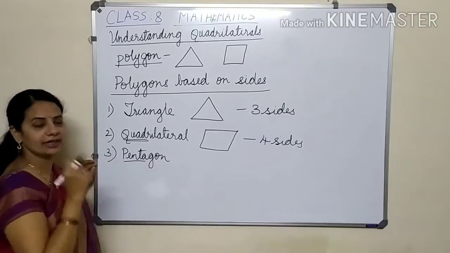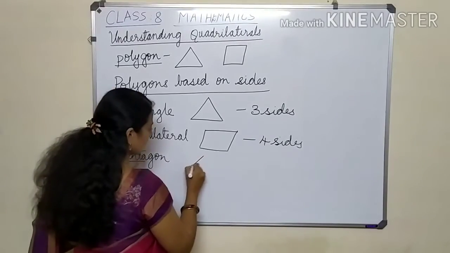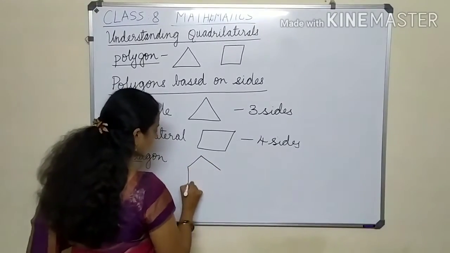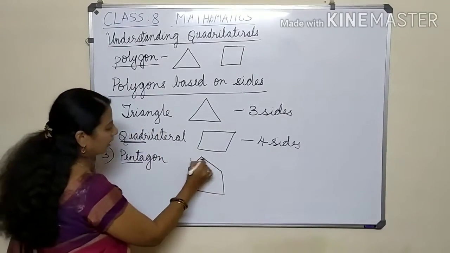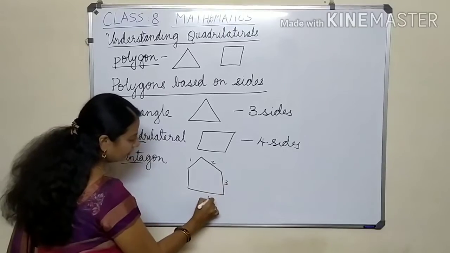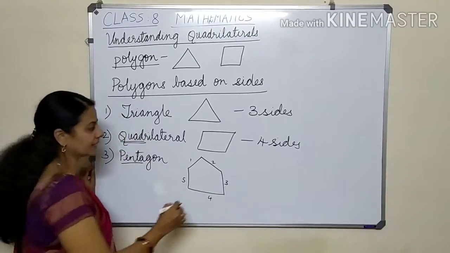So now coming to the next type of polygon, that is pentagon. Penta means 5. So this polygon has how many sides? It has 5 sides. 1, 2, 3, 4, 5. 5 sides.